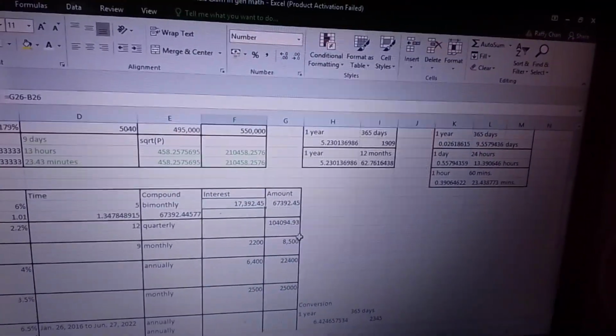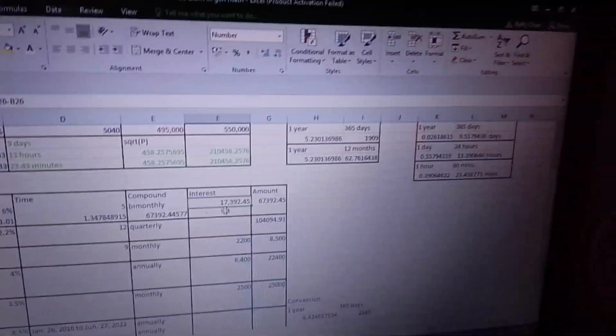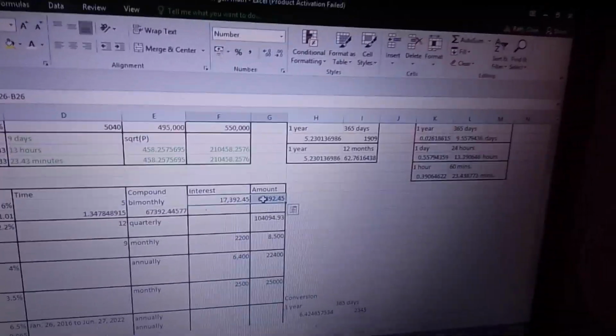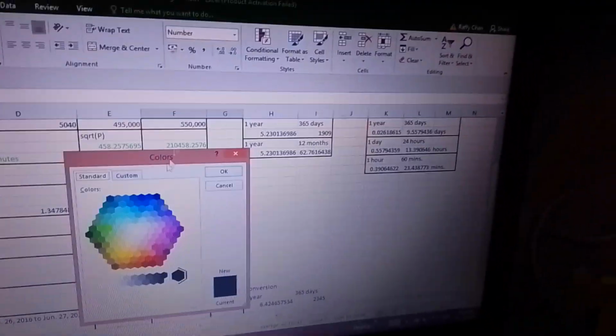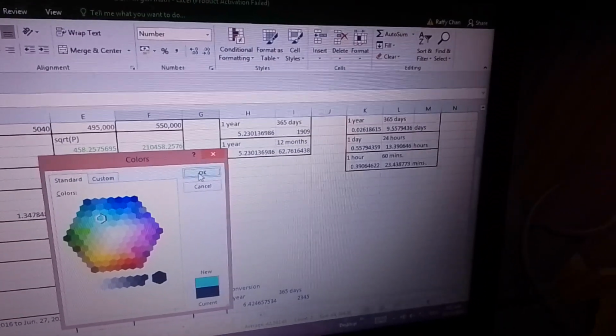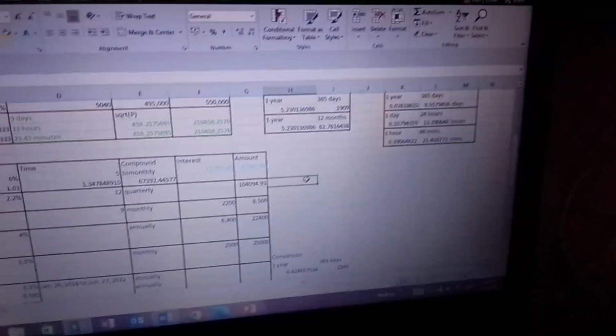So the interest is 17,392 pesos, while the amount is 67,000. That's it, and that's our answer. Ta-da! Number 1 is done.